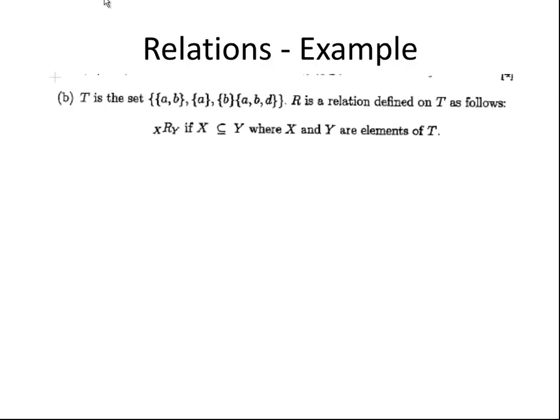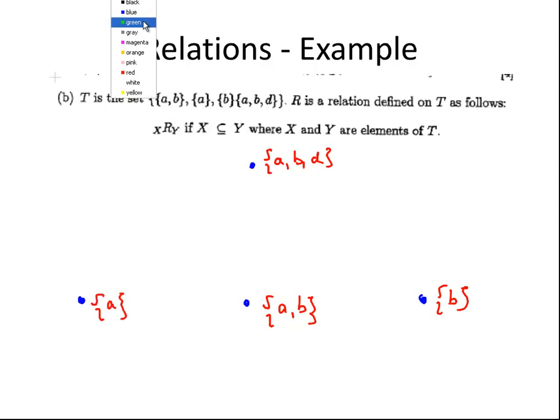So let's draw the relation first. Start off up at the top. I'm going to draw a node here, another node there, another node there, and another node there. Up at the top, I'm going to have {A, B, D}. Down here, I'll have {A, B}. Here, I'll have {B}. And over here, I'll have {A}. Now let's put in the directed edges.